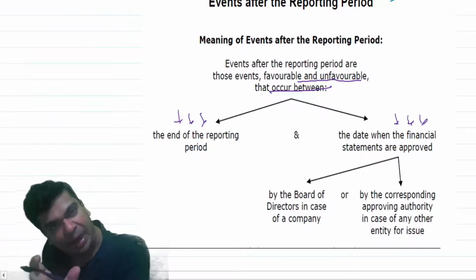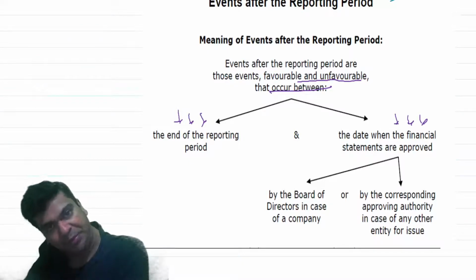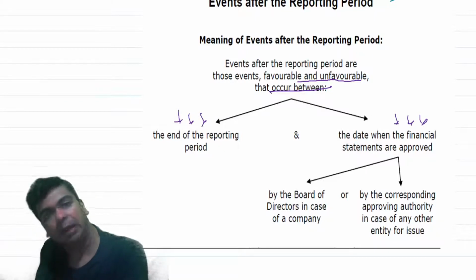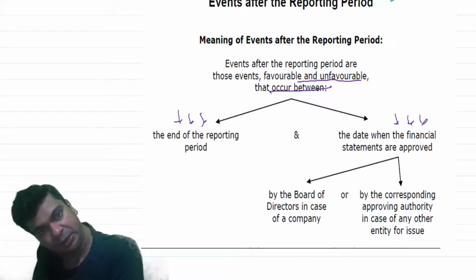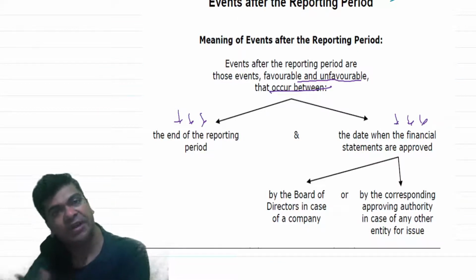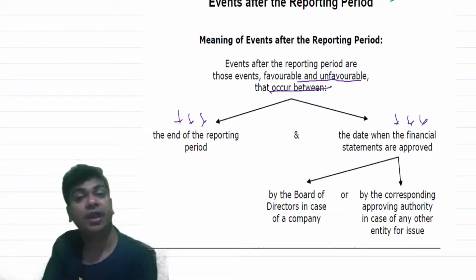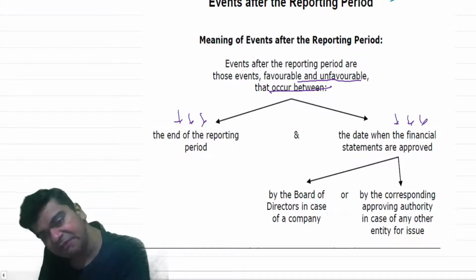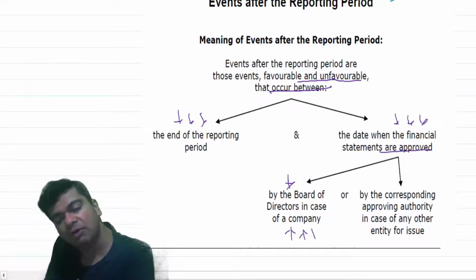There is a time lag. The year has come to an end does not mean immediately the financial statements will be approved. No, the year will come to an end, then financial statements will be prepared by the management, then those financial statements will be audited, those audited financial statements will be put before the board of directors, and the board of directors approve them. Okay, that's what they say here. That the financial statements are approved by board of directors in case of a company.